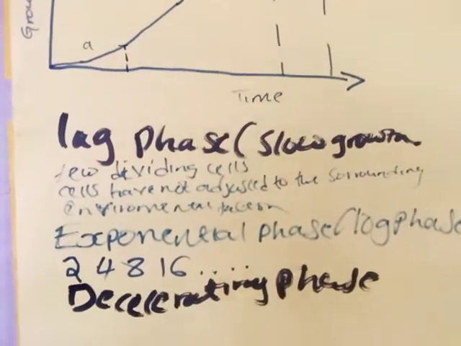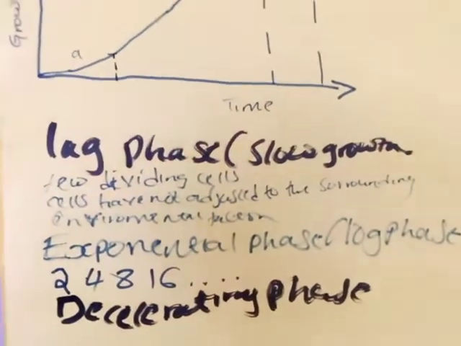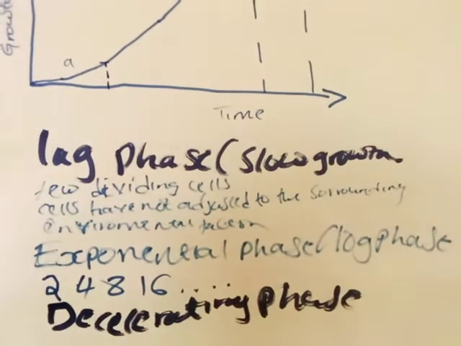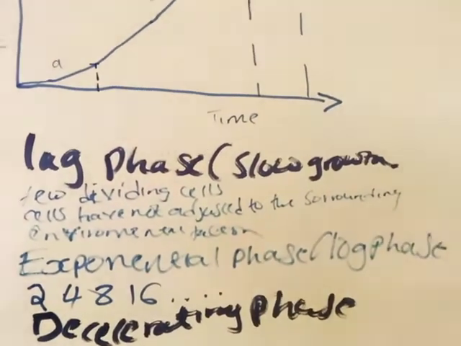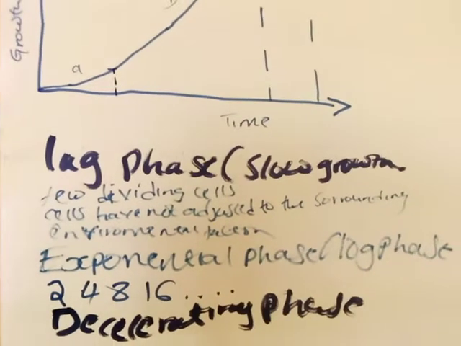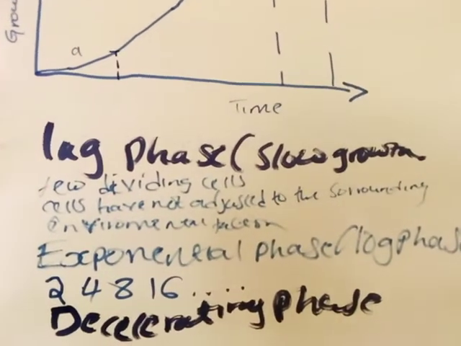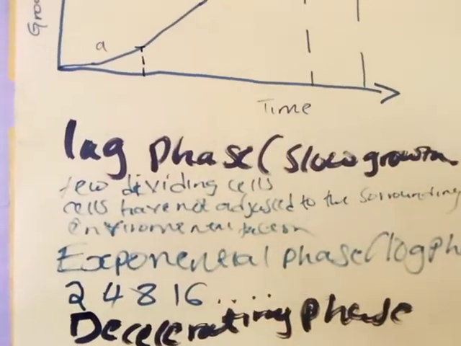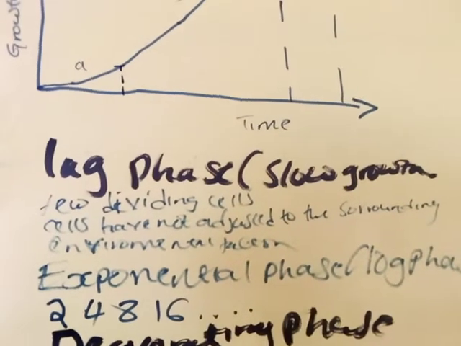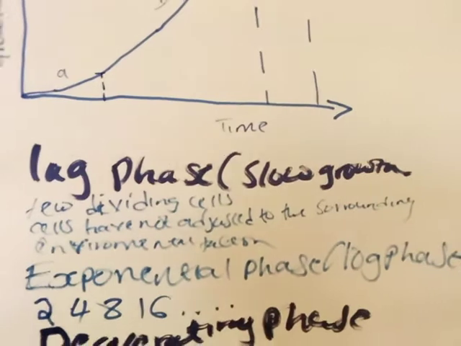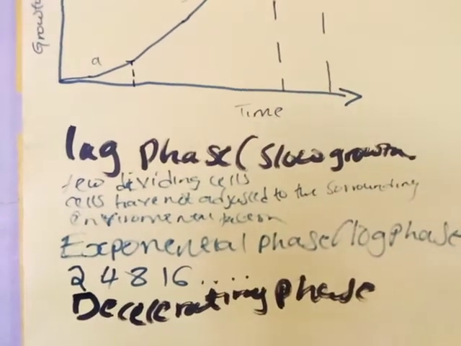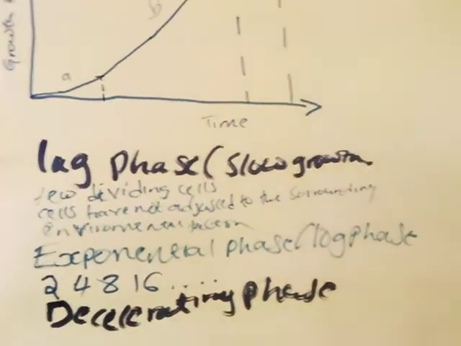Now you find that growth will be slow at the decelerating phase because, one, fewer cells are still dividing. Then another thing, we have the environmental factors, that is the internal and the external environmental factors, such as shortage of oxygen and nutrients due to high demand by the increased number of cells.